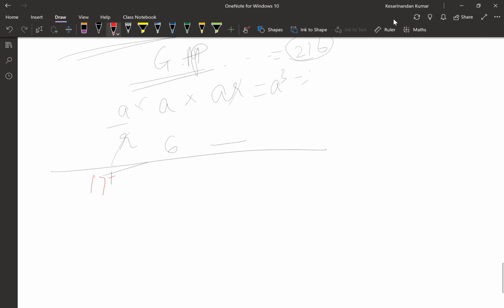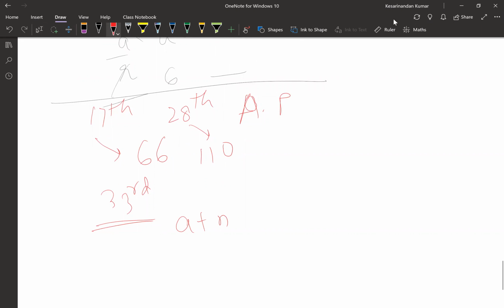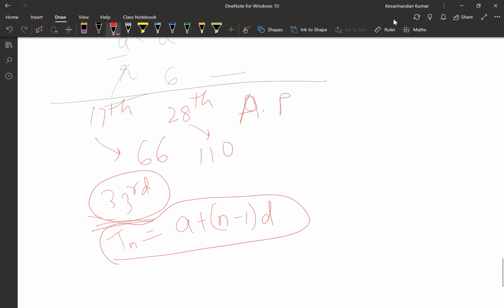So the 17th term and 28th term of an arithmetic progression are 66 and 110 respectively. Okay, this is the 17th, this is the 28th term. I want to find the 33rd term. The general term of an AP is a plus (n minus 1) d. This is the nth term. If you want a hint, I wish to find the 33rd term. Please find it. This will be our second last question. We'll have one more last question to wrap up.